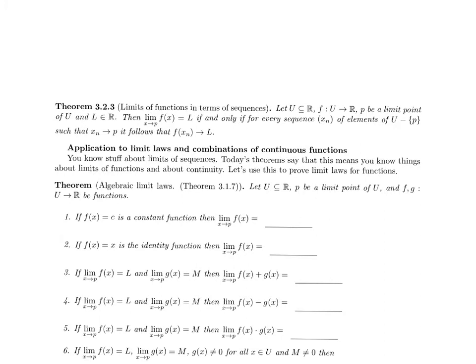Limits of functions in terms of sequences. Let U be a subset of R, f be a function from U to R, let P be a limit point of U, so I can ask about the limit at P, and let L be in R. Then the limit of f of x is equal to L, something about limits, is true if and only if something about sequences: for every sequence of elements of U different from P which converges to P, it follows that f of x sub n converges to L.